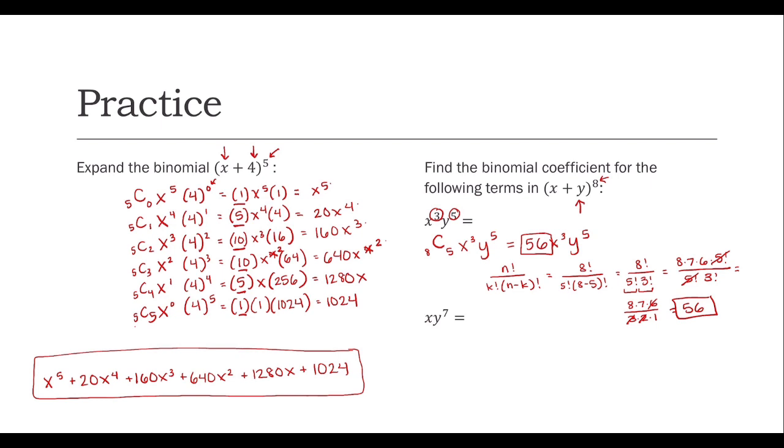So for the second binomial coefficient, we'll just solve it by hand. So we have x to the first times y to the 7th. So our total is 8. So we have 8 factorial over 7 factorial times 1 factorial, because those are our exponents here. So that equals 8 times 7 factorial over 7 factorial times 1 factorial, which is just 1. Those 7 factorials cancel, and so we get 8 over 1. So our binomial coefficient is 8.